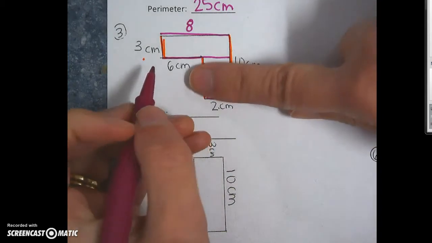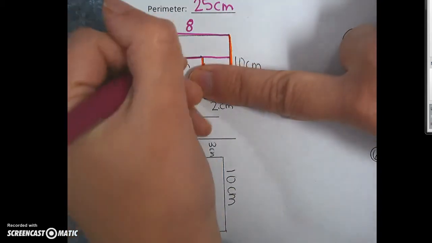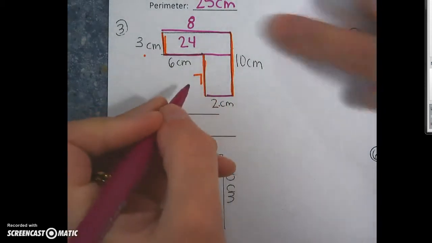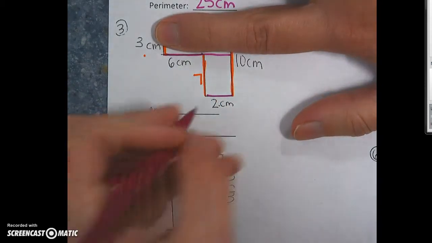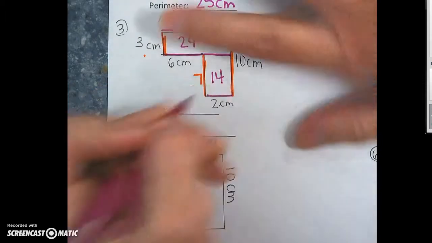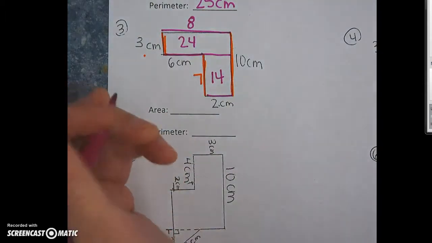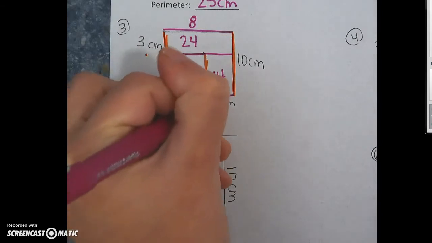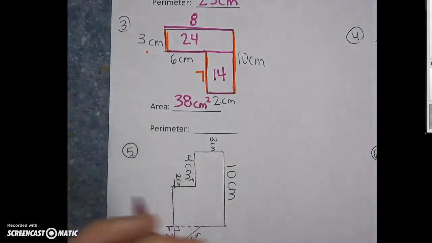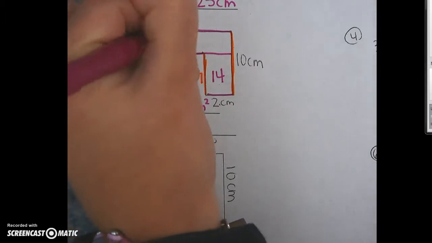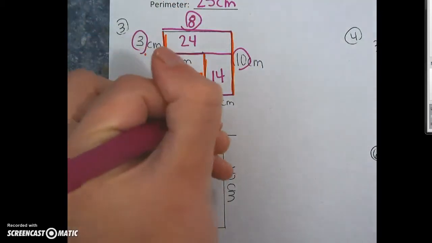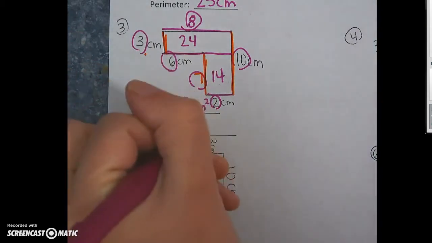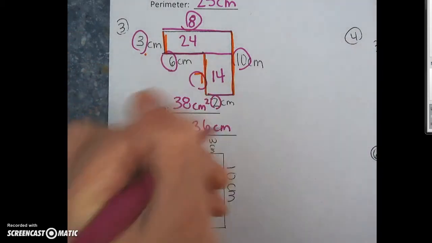This rectangle right here is just 8 times 3, so this is 24. And this rectangle right here is just 2 times 7, so that's 14. When I add those two together, that's going to give me 38 square centimeters. Perimeter, I'm just adding all of my sides. So 3 plus 8 plus 10 plus 2 plus 7 plus 6, and that gives me 36 centimeters.